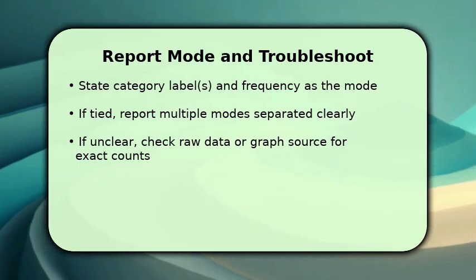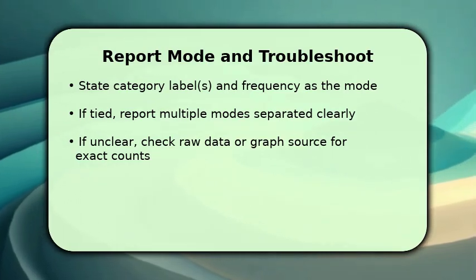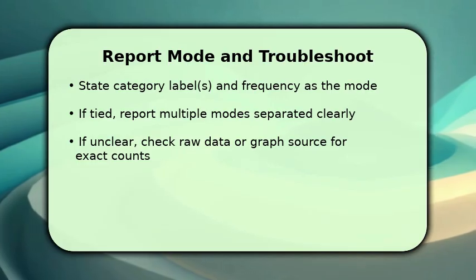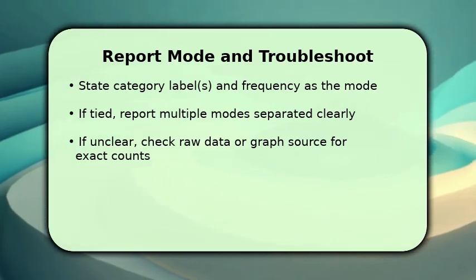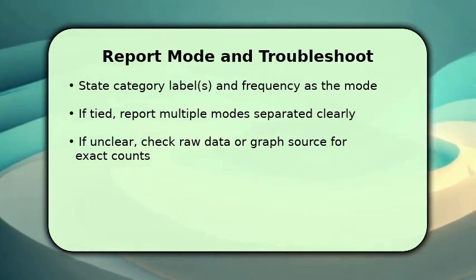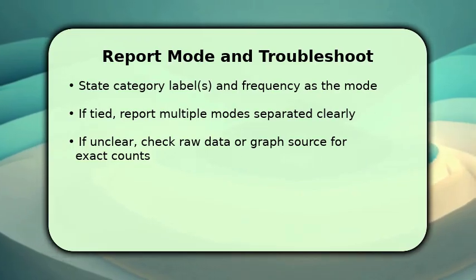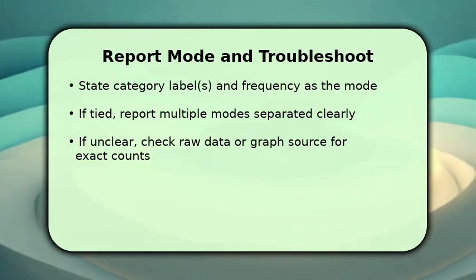If the graph is noisy or bars look identical due to scale, resolve the issue by requesting the underlying counts or zooming the axis to inspect tick increments. This troubleshooting step clears ambiguity and gives you a precise, defensible mode.